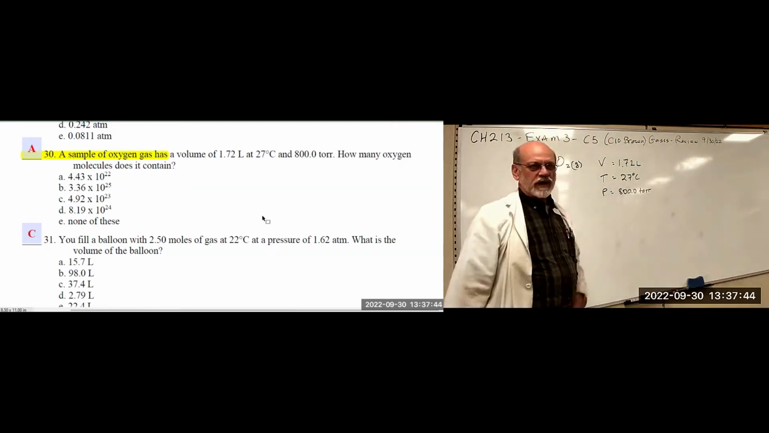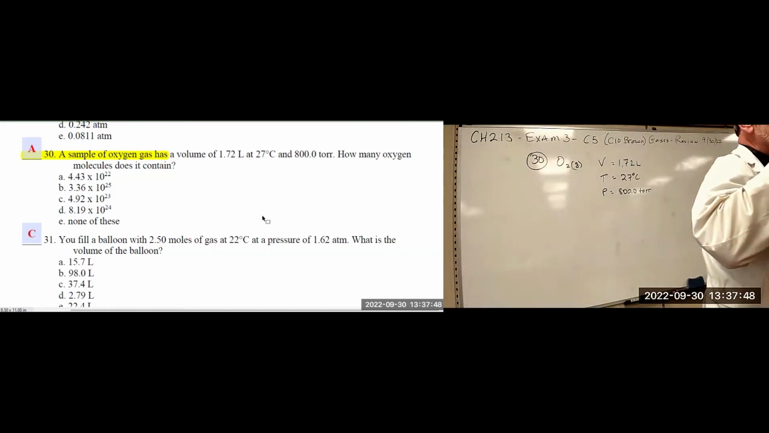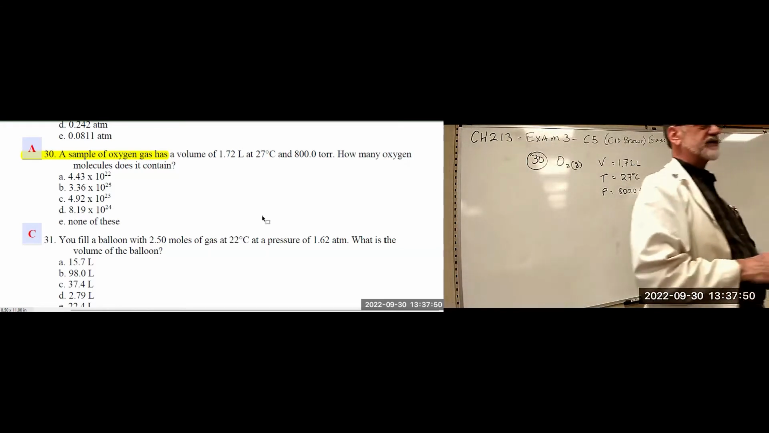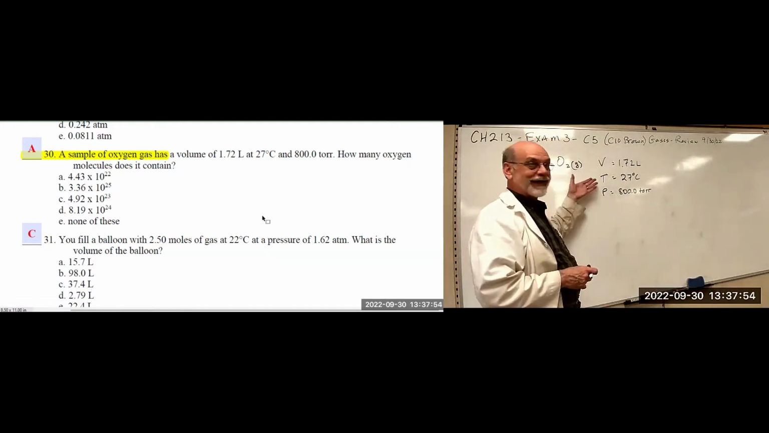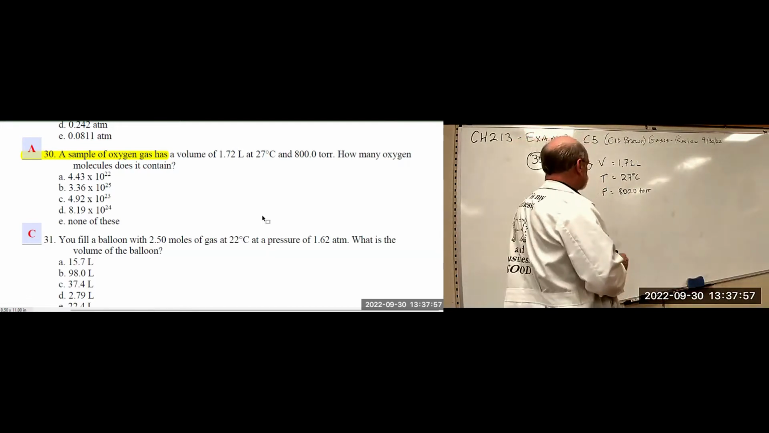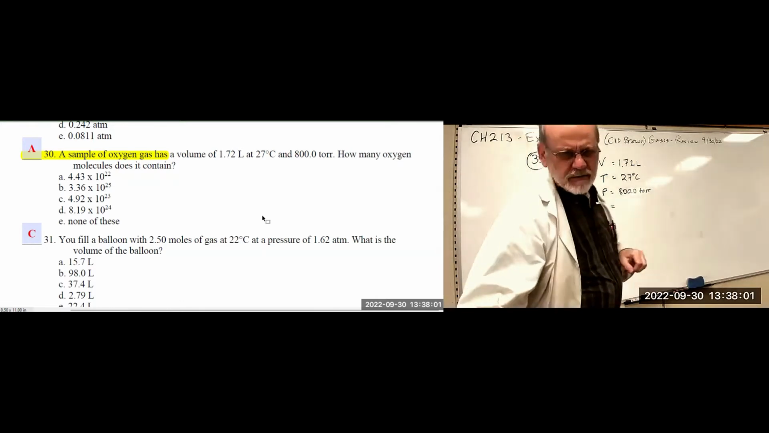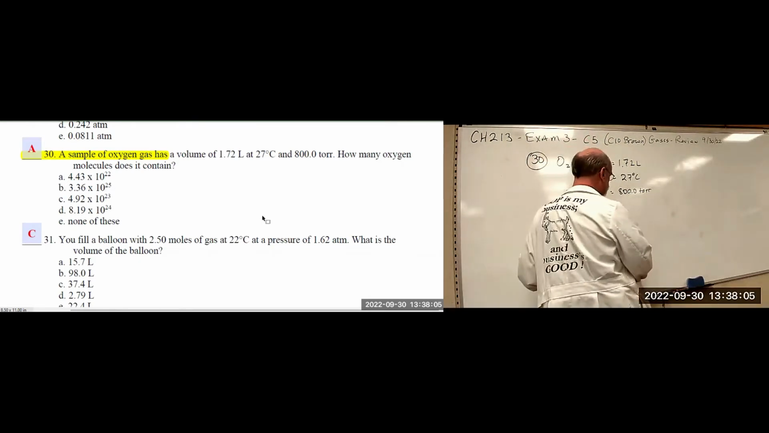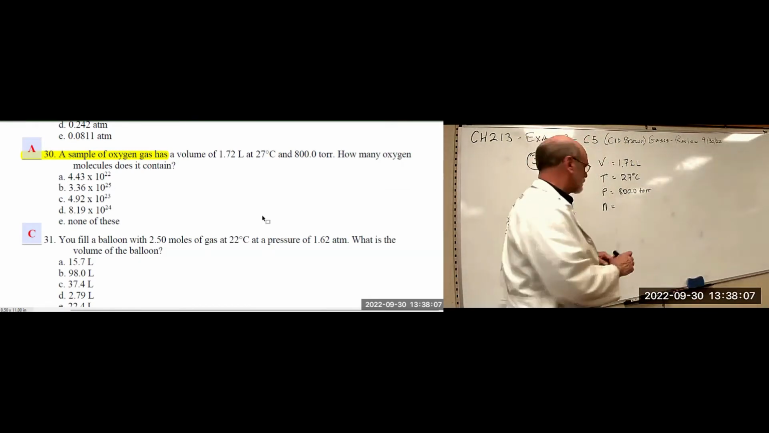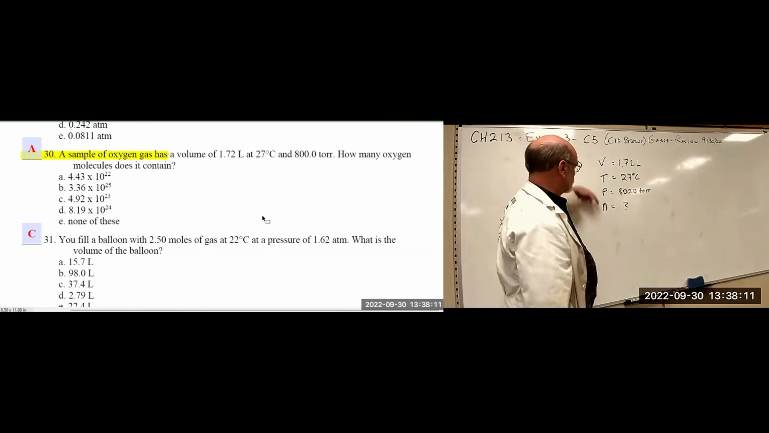So is this a before and after or a state? Try state. We don't know what it was before. This is where we are right now. And they want to know not just the moles, but the number of molecules. But what formula gives us this answer?